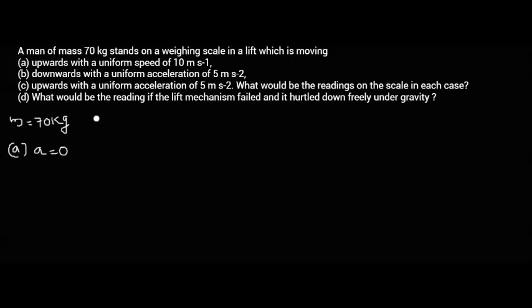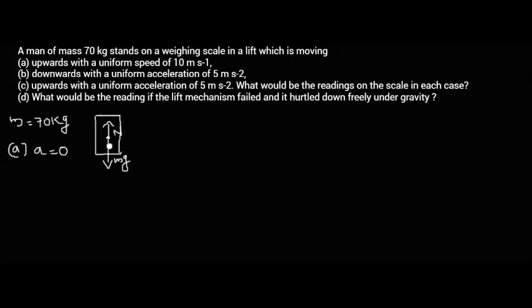Now we have to draw the free body diagram. First I will draw a rough diagram. Assume that this is the lift cabin and the person is standing here. The forces acting are the weight of the person acting along the downward direction. Okay. And the next force is the normal reaction acting. This is the normal reaction. So these are the two forces experienced by the person when the person is standing inside a lift.